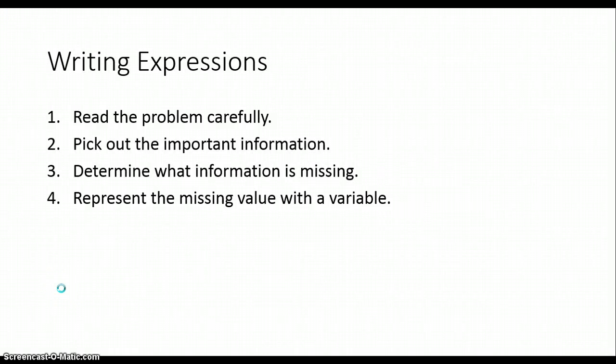So when we're writing expressions, especially algebraic expressions, there are 4 things we need to do. First, we need to read the problem carefully, and later on in this video you will see where simple errors can be made just by not reading the problem carefully. Step 2 is to pick out the important information. Step 3, determine what information is missing, because in an algebraic expression, you're going to have something missing and you're going to have to replace that value with a variable. And step 4 is to represent the missing value with a variable.